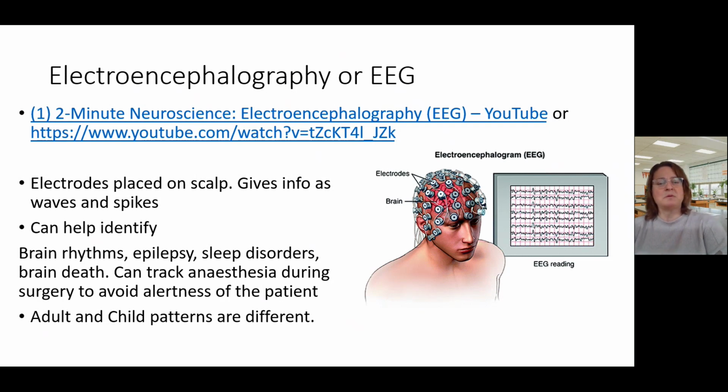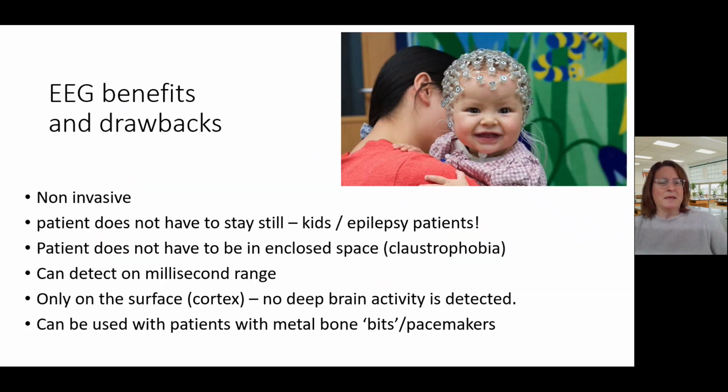You can identify rhythms. Epilepsy and sleep disorders can be diagnosed like this, and it can be done while the person is awake or asleep. And patterns of adults' and children's brains are different. So you might have heard of different sleep patterns, REM sleep. You might have heard of alpha and beta waves when people are awake.